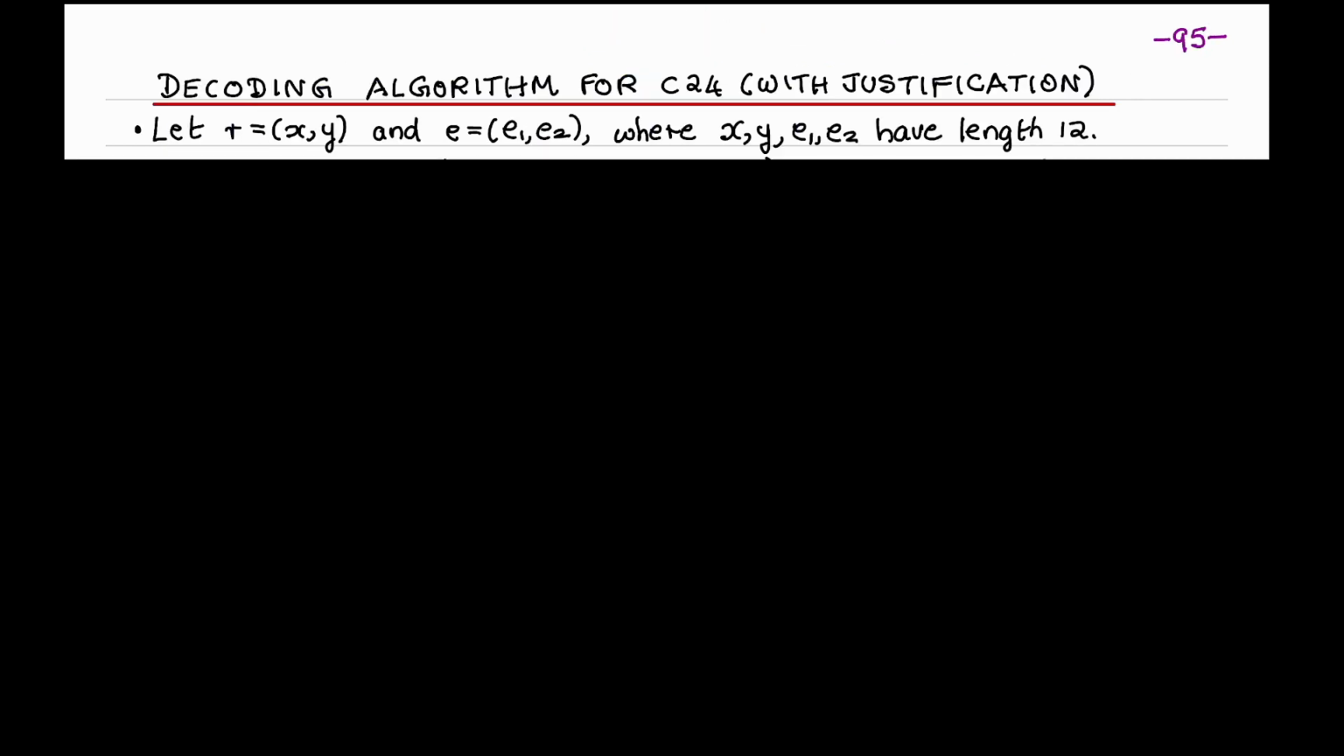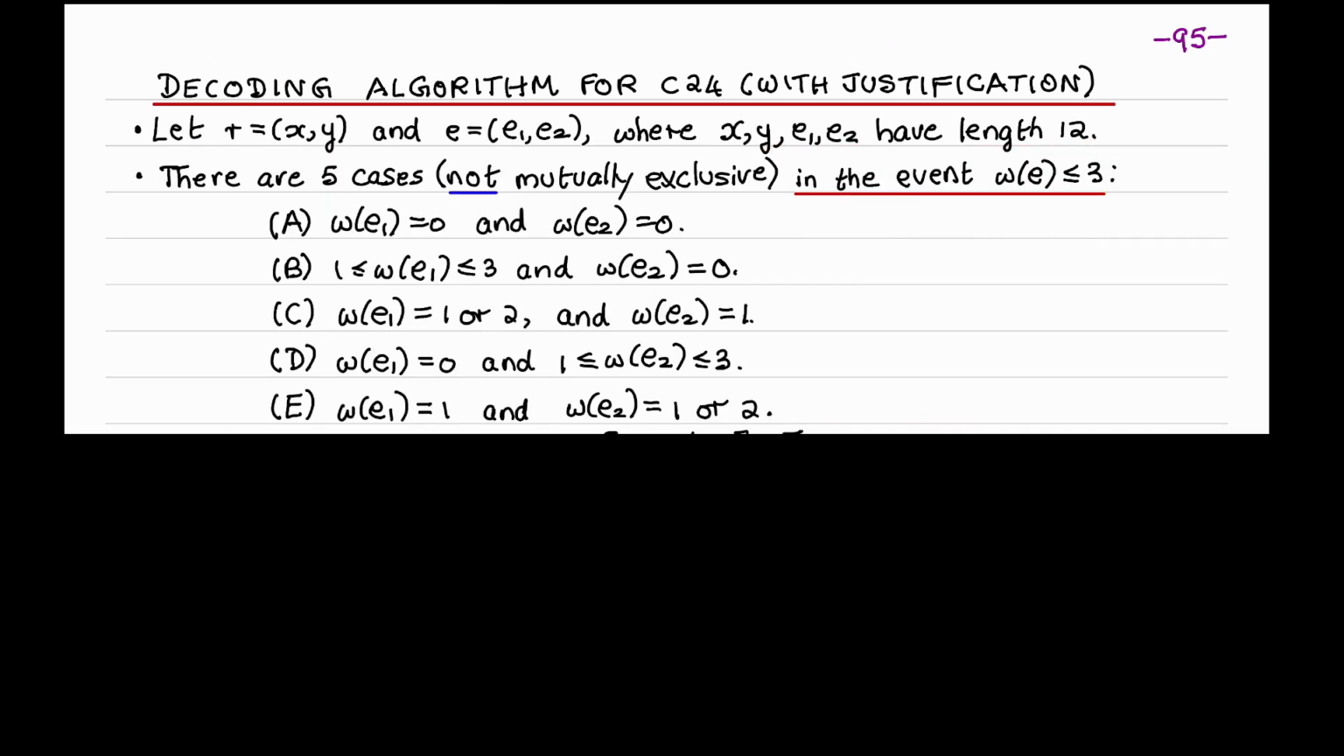Let's develop the decoding algorithm for C24. I'll write the received vector R in 2 halves x and y, and the unknown error vector E in 2 halves E1 and E2. So x, y, E1, and E2 are binary vectors of length 12. The decoding algorithm computes a syndrome of the received vector R, and then looks for an error vector of weight at most 3 with the same syndrome. This search looks for 5 types of error vectors, in the order A to E.